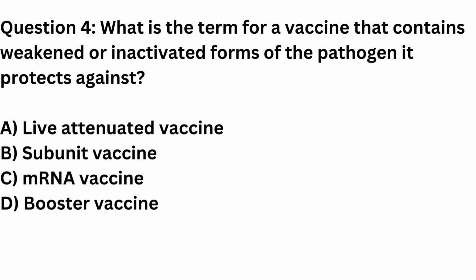What is the term for a vaccine that contains weakened or inactivated forms of the pathogen it protects against? A. Live attenuated vaccine. B. Subunit vaccine. C. mRNA vaccine. D. Booster vaccine. Correct answer, A. Live attenuated vaccine.